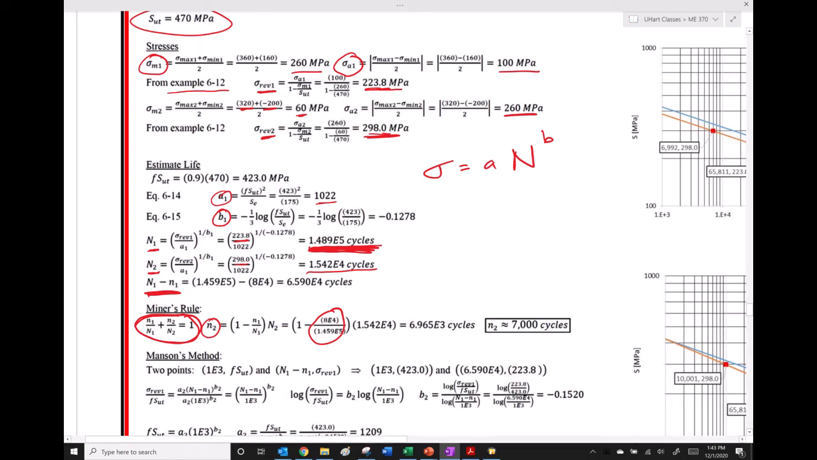1.459 E5. So it actually used up, right here, it said our initial loading used up 54.83% of the thing's life. So what was left was only 45% of the thing's life, right? And so you multiply that 45 by the possible number of cycles that it could have lived if it hadn't already experienced that initial loading, and you end up with 7,000 cycles.